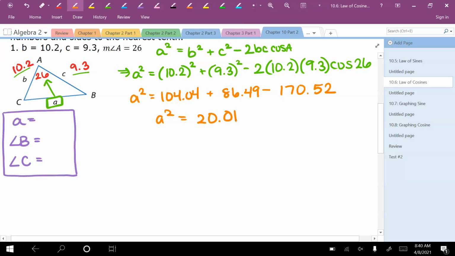Now I need to find a, and I have a squared. So how do I get rid of something that's squared? Good, square root. So we're going to square root both sides. And we're going to round because it's a side to the nearest tenth. So I get 4.5 because it's 4.47. So if I round that to the nearest tenth, it would round up to 4.5. So that's side A.